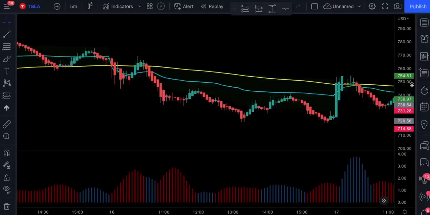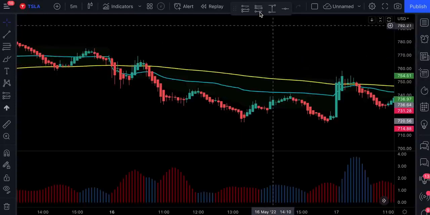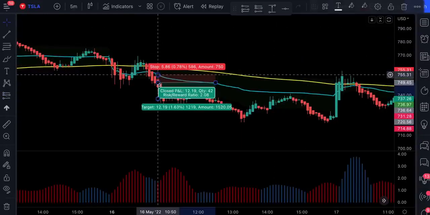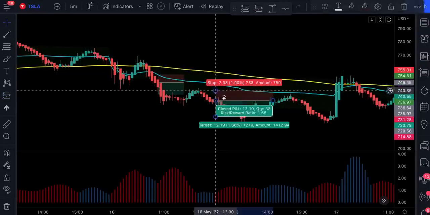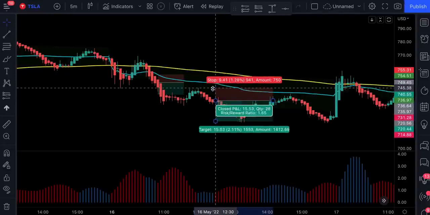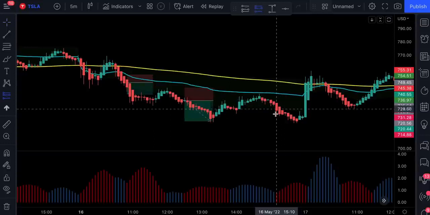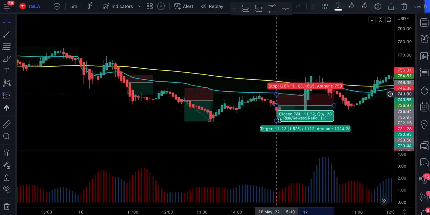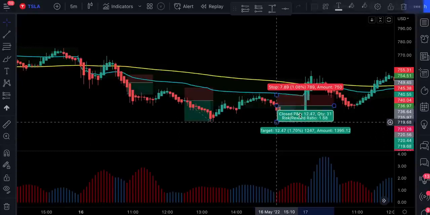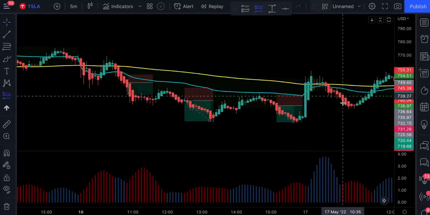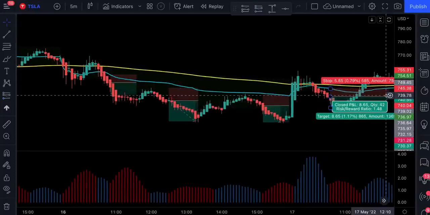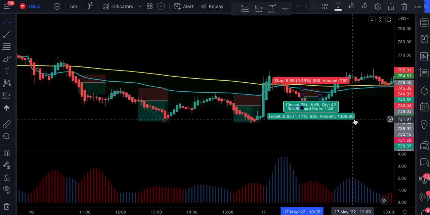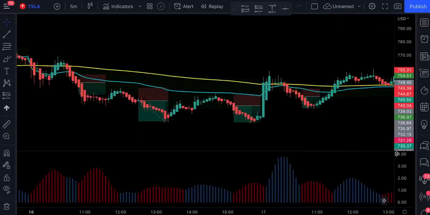You can also use a fixed risk-reward ratio. For example, let's use 1 to 1.5. I think this method works even better as you get in more winning trades.